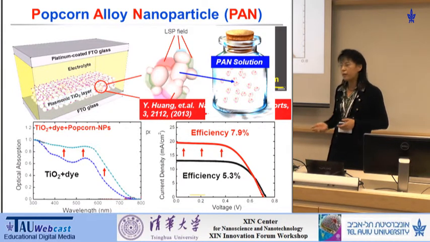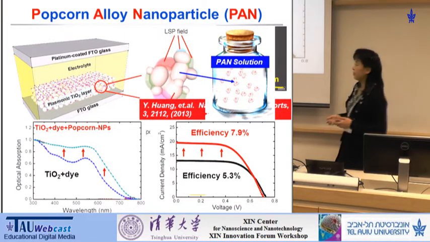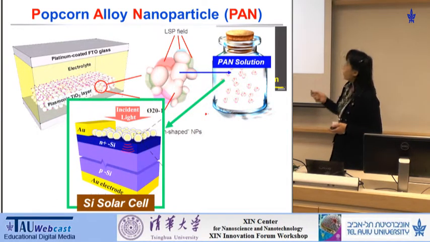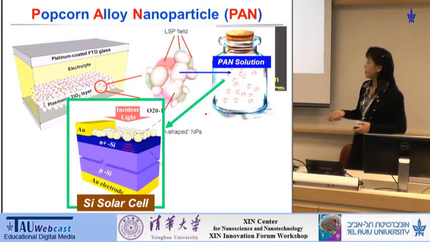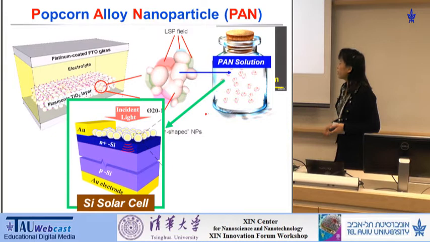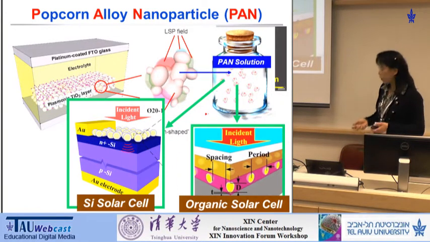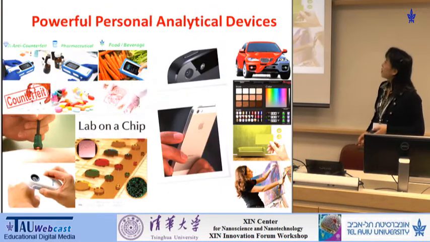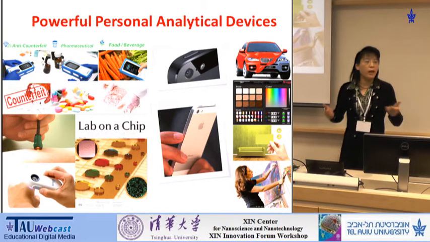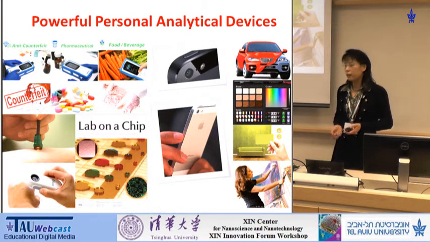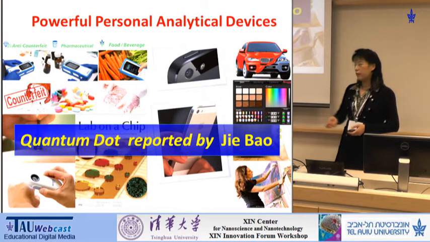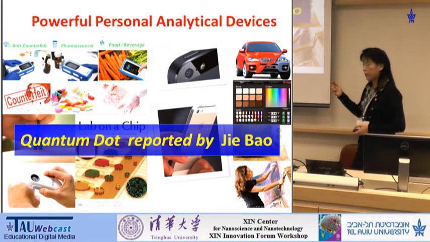We provide the PAN solution to the solar cell maker, and it's better for us to demonstrate that PAN is not only effective for the dye solar cell, but also for other types of solar cell, such as silicon solar cells or organic solar cells. Of course, we have to give a solution for how to mix the PAN solution into the fabrication process for the solar cell. Using other materials, we can make a lot of other kinds of nanoparticles, such as the quantum dot reported by Jiebao. The other nanoparticles also have the same function.